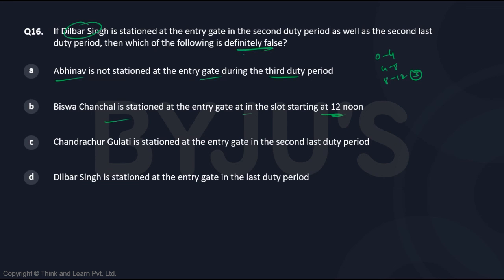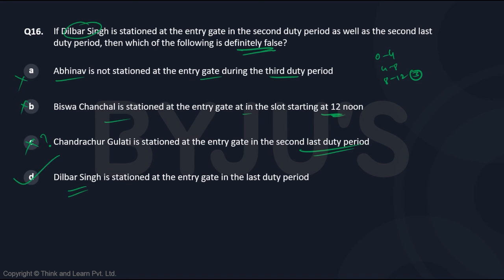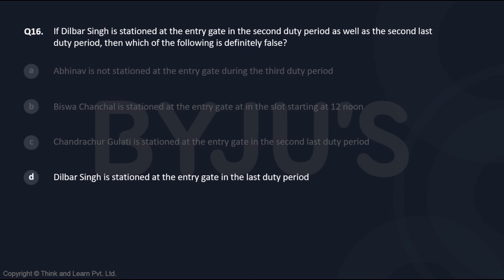Look at it. Definitely false. This is not definitely false. It may be possible, may not be possible. So definitely these two are not your answers. We'll come back to this. This is probably not your answer also, because we got a case which is possible, we got a case which is not possible. So it may be possible, may not be possible. So it is not 100% wrong. Then this option D. D is stationed at the entry gate in the last duty period. So D is not here. D is not here. This is 100% wrong. Therefore, the correct answer is option D, not C. C is the trap there. Okay. So answer is option D.